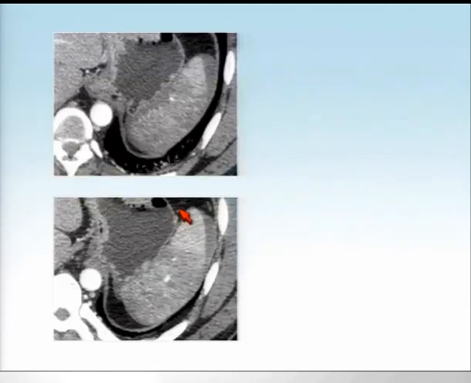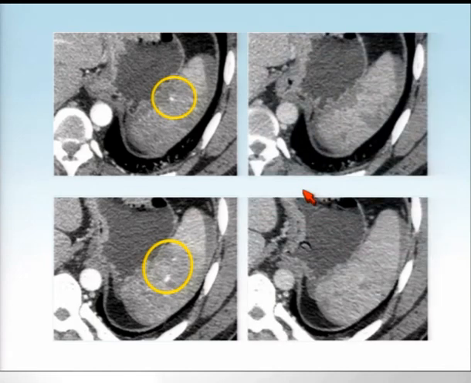Another case to highlight this point, arterial phase, 2 images during the same phase, same patient, and we see multiple small contained vascular injuries, which are, in this case, really only identified during that early arterial phase of image acquisition.